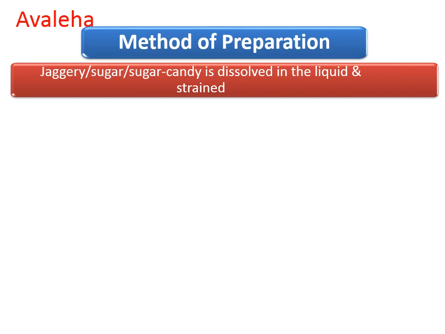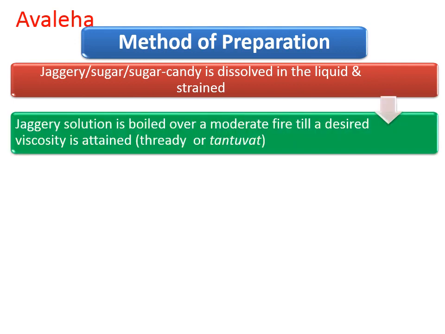Initially, sugar or jaggery or sugar candy is dissolved in liquid, either the juices or sometimes water alone, and it is stirred and kept overnight. After that, some dirt particles or certain foreign particles, if at all they are present, are taken out by filtration through muslin cloth. The filtered solution is then boiled over moderate fire until the desired consistency is attained.